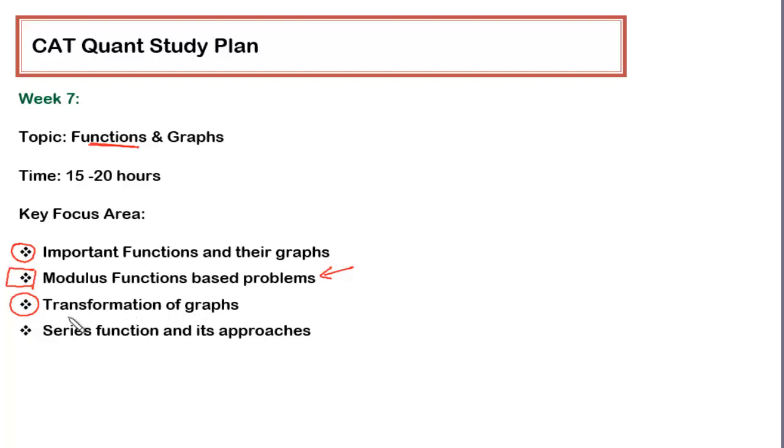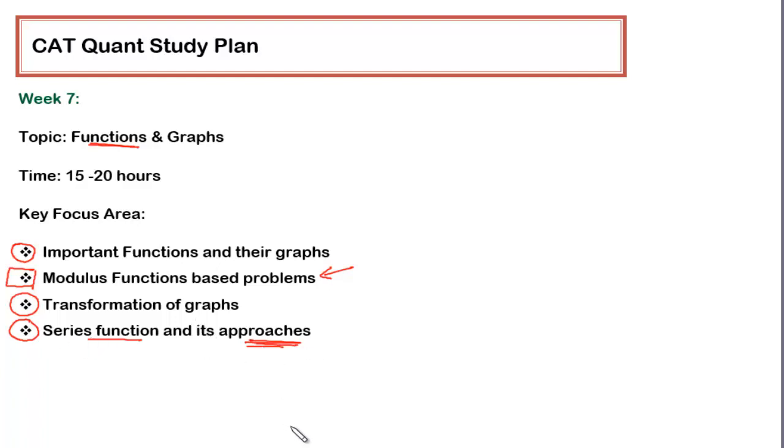And then another important thing which nowadays has become very important in CAT is series functions and their approach. There is no standard formula to solve series functions, but yes, there are different varieties of series functions. So there are different approaches for it. You'll be finding the series functions and their approaches in the practice problems, because they are in the form of problems. So while going through the solutions, we'll be understanding what approaches we follow to solve series functions.